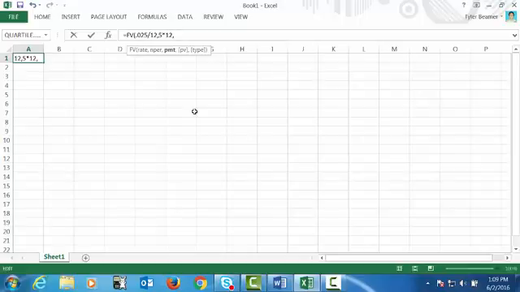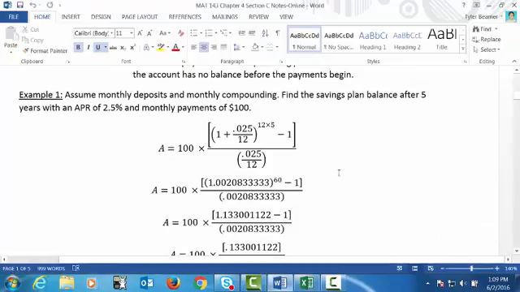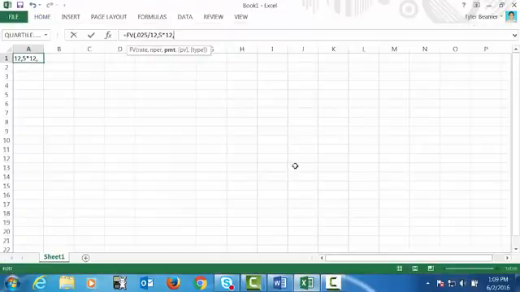Okay. Next is payment, so how much I put into the account each time. I put $100 into the account each time. I'm actually going to put that in as a negative, so negative 100.